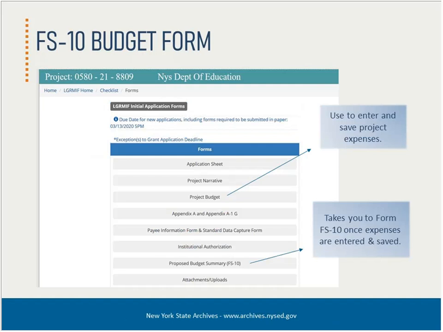Unlike the previous forms we've discussed, the FS10 is populated by data entered in the Project Budget section of eGrants, which is found in the initial application menu. This is where you specify anticipated goods, services, and personnel costs for your grant project. As the data is entered and saved, it automatically populates the FS10 budget form. Before we look at the actual FS10 form, we'll take a brief look at what the project budget looks like as you input proposed expenses.